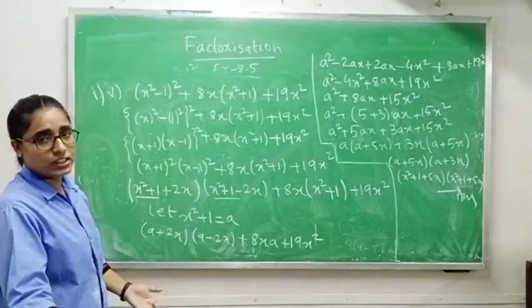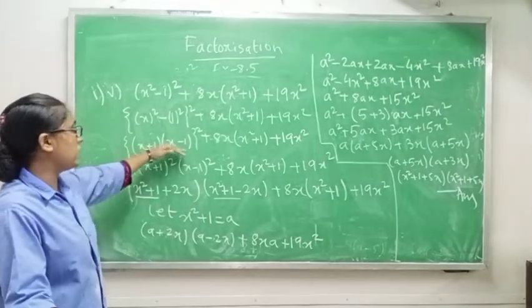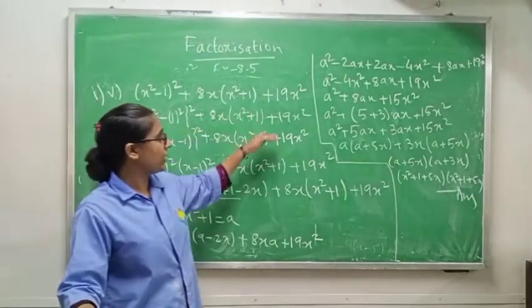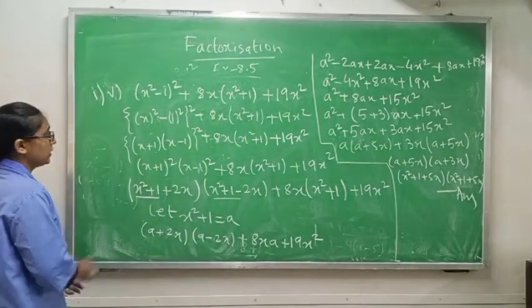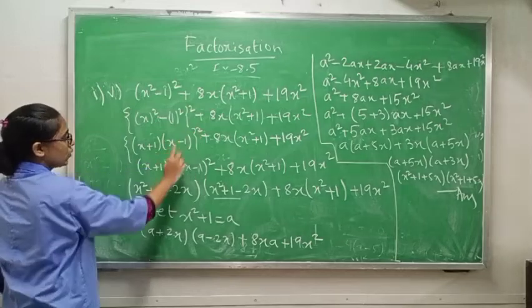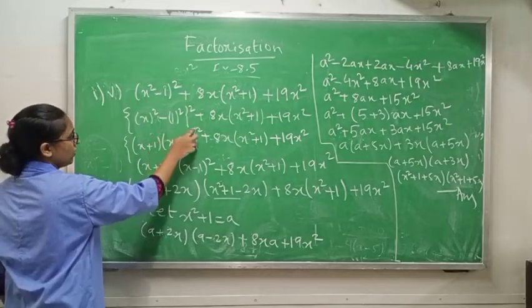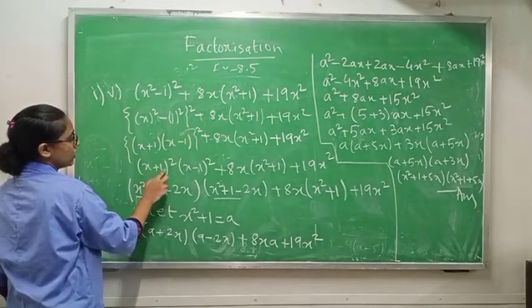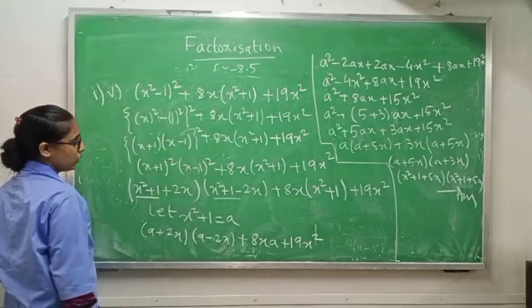Formula of a square minus b square is (a plus b)(a minus b). This part I am writing as it is. Now since we have a square outside the bracket also, this square will come with this also. So it will become (x plus 1) whole square, (x minus 1) whole square.